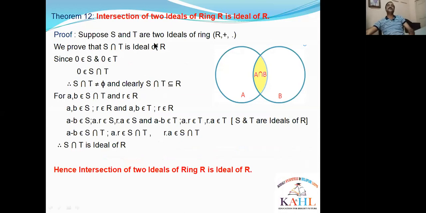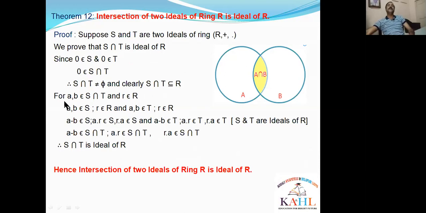That is, 0 belongs to S. 0 is the identity element in S, and also 0 is the identity element in T. That means 0 is in both S and T, so 0 belongs to S intersection T. S intersection T has an element 0, so S intersection T is a non-empty set. Clearly S intersection T is contained in R, because S and T are ideals of R. S and T both are in R, so S intersection T is also in R.